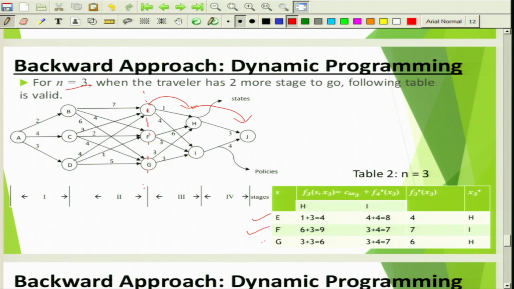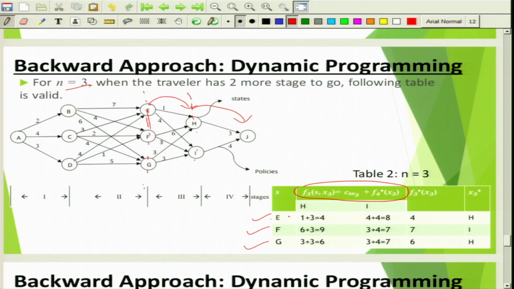Now what are the current states? E, F and G at this stage, and what is the cost associated with moving from state S to state x3, that means to the next state. The states associated with the next stage are H and I. Moving forward, you are interested in finding the total cost of moving from E to H, and that includes the transition cost from E to H and whatever the minimal cost is to move from H to the ultimate destination.